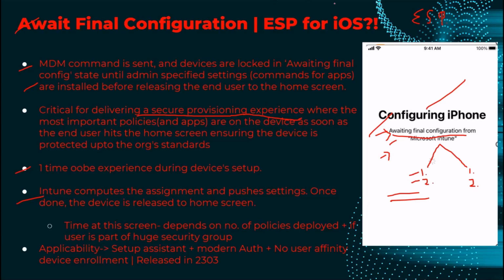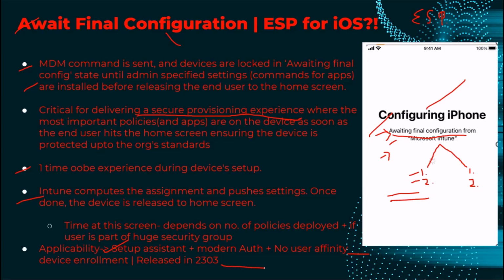Now, this await final configuration is used when we have set up Setup Assistant with modern authentication in the ADE profile. We can use it with no user affinity as well. And this feature was released in the 2303 release. So in 2023, in the month of March, the service release of Intune that we had, this setting was released.